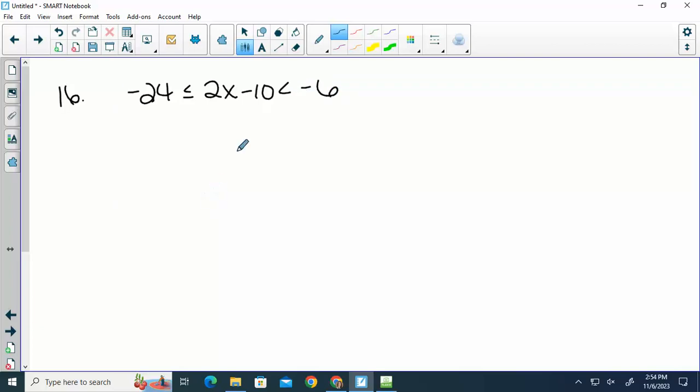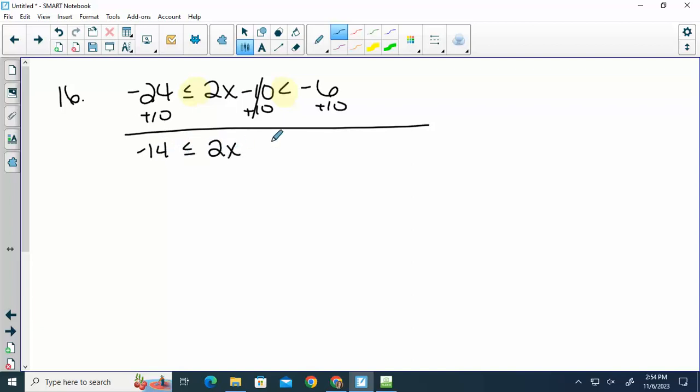So first, add 10 to everything. Again, we know because there are 2 inequalities, that creates 3 sides. So whatever we do, we have to do 3 times. So negative 14 less than or equal to 2x is less than 4.